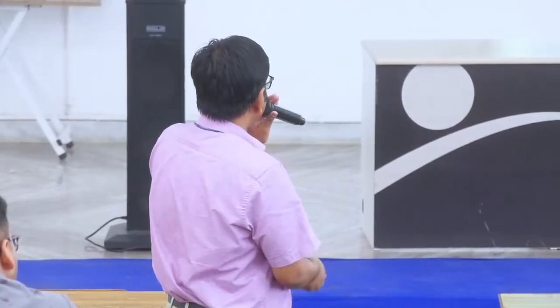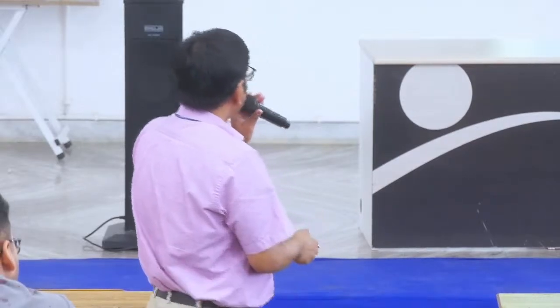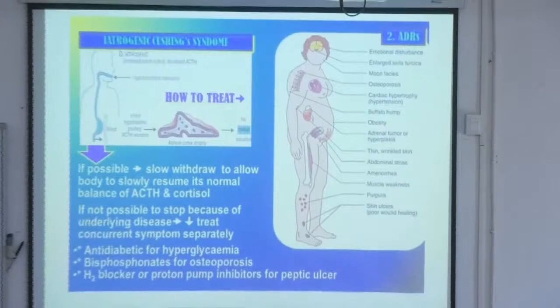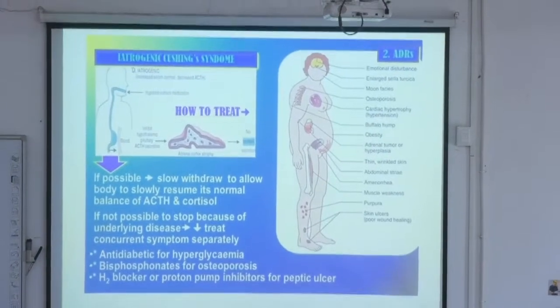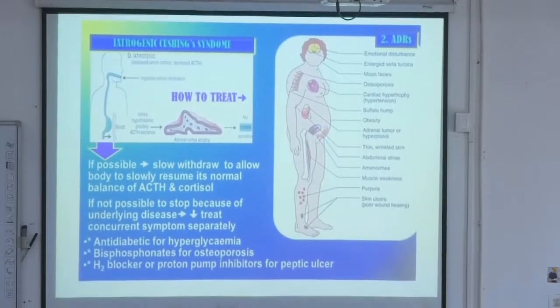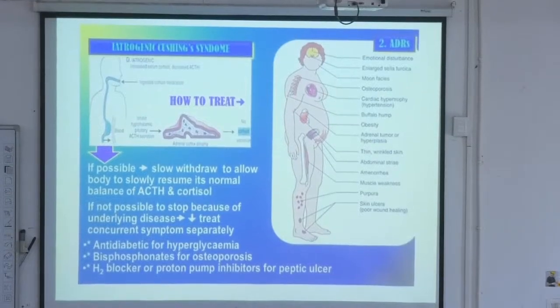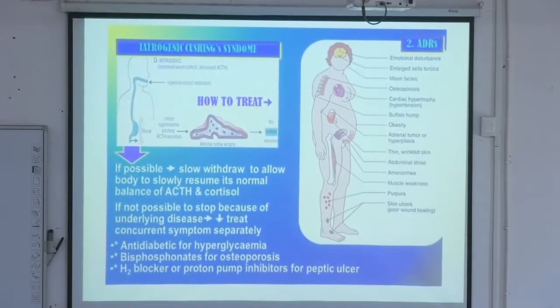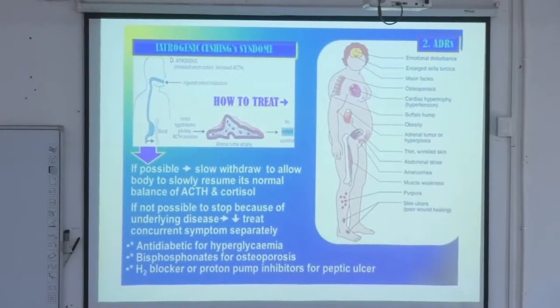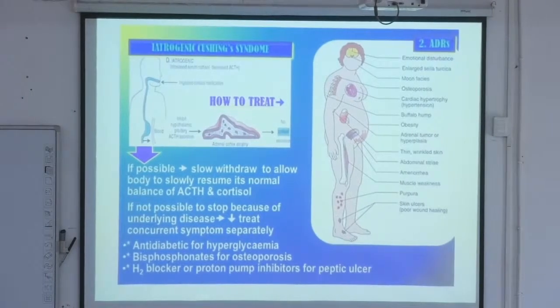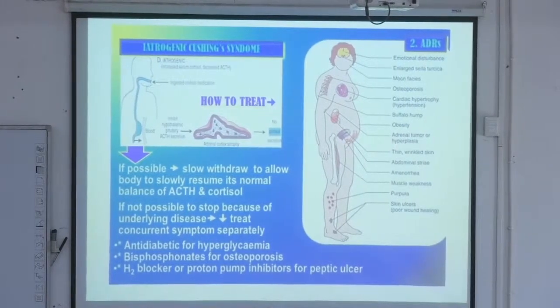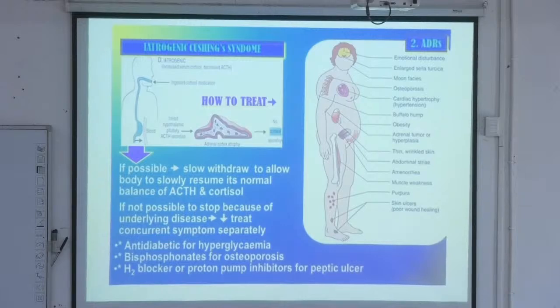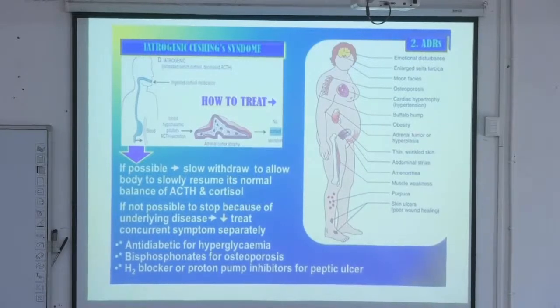And that Cushing syndrome is this: the entire body gets damaged, starting from the brain where there is emotional disturbance, moon face, the face becomes round, there is tremendous osteoporosis, there is cardiac hypertrophy associated with hypertension, fat deposition in the shoulder and neck leading to buffalo hump, abdominal obesity. Then this adrenal tumor hyperplasia is a wrong thing in this diagram. It is not an effect of Cushing syndrome. It is something that leads to Cushing syndrome.